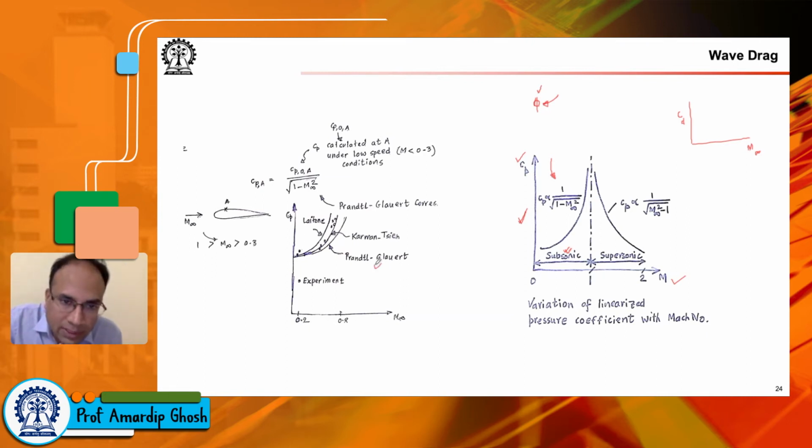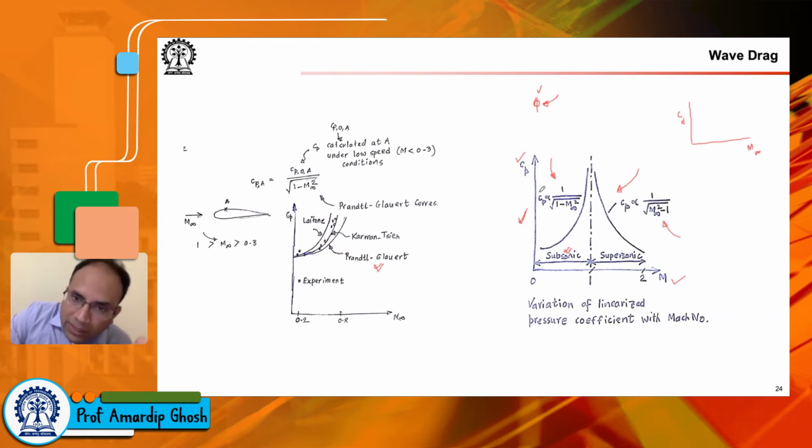So we will again see this thing on the left hand side plot. But before we get into that, I want to draw your attention to this thing that on the supersonic leg, Cp actually follows a similar rule, but here instead of 1 minus M infinity square, it is M infinity square minus 1.